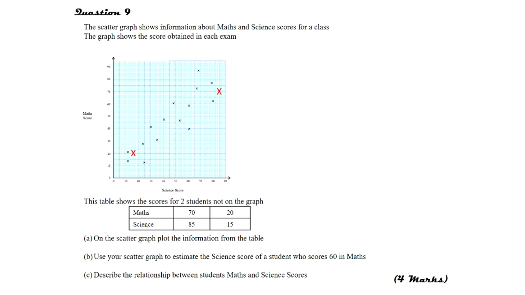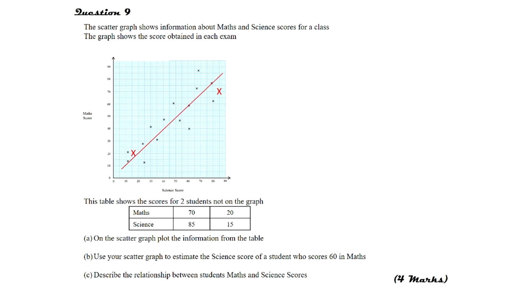In part B, use your scatter graph to estimate the science score of a student who scores 60 in maths. I see lots of people attempt this question without a line of best fit. 99 times out of 100 they go wrong on the accuracy. So the first thing I want to see is a line of best fit.